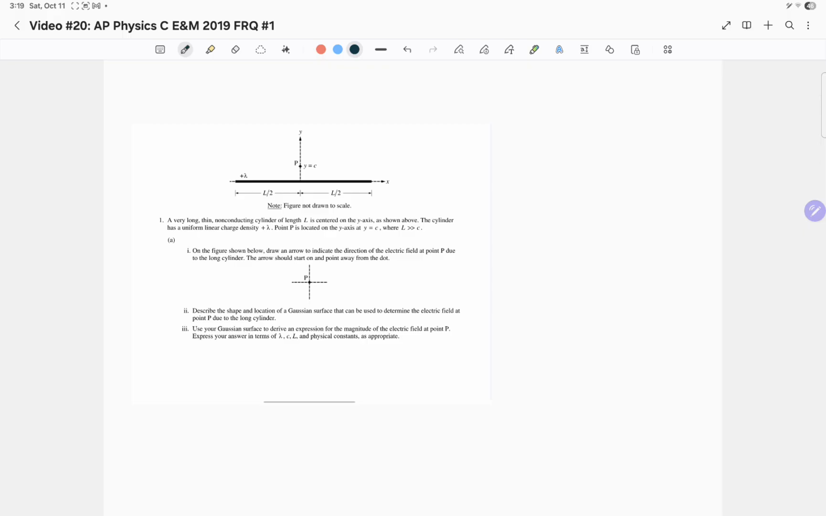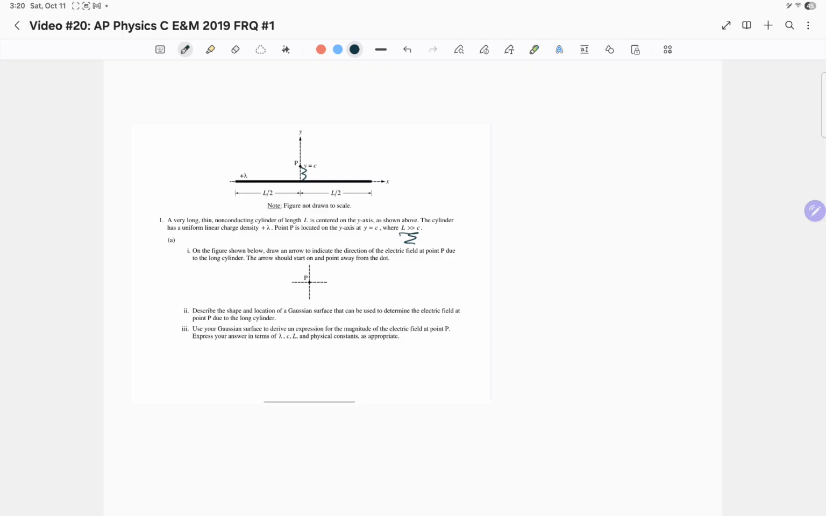Okay, let me read the question, as always. A very long, thin, non-conducting cylinder of length L is centered on the y-axis, as shown above. The cylinder has a uniform linear charge density, positive lambda. Point P is located on the y-axis at y equals c, where L is much greater than c. So L is much greater than this distance here. On the figure shown below, draw an arrow to indicate the direction of the electric field at point P due to the long cylinder. The arrow should start on and point away from the dot.